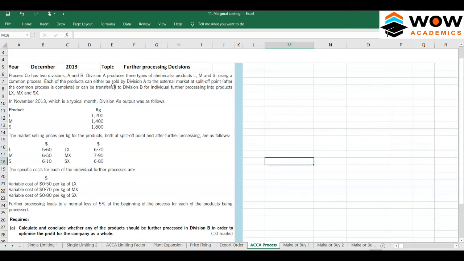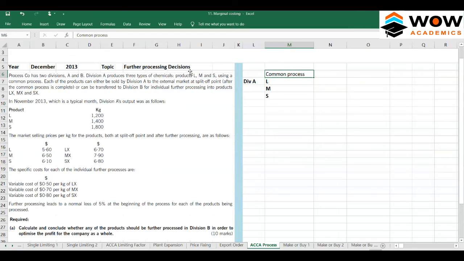Okay, so there is a division called division A. Division A produces products L, M, and S, capital L, capital M, and capital S. They produce these using a common process.